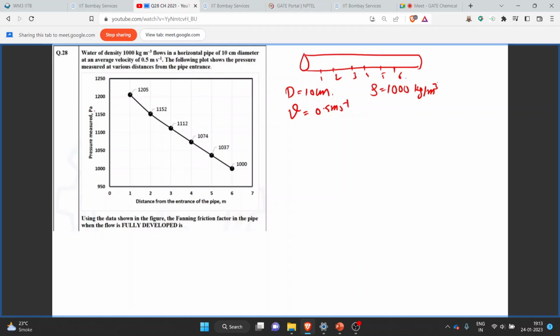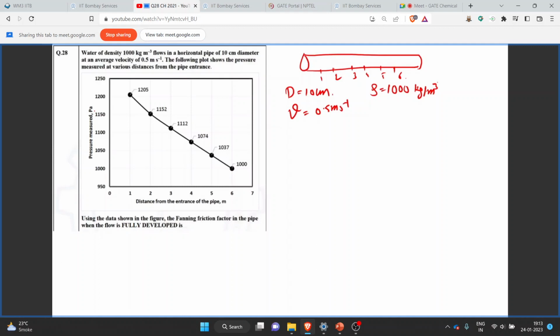And then we have been asked to find the fanning friction factor in the pipe when the flow is fully developed. So using the data that has been provided, that is pressure and distance, we will find out in which of these sections the flow is fully developed, and corresponding to that section we will find the friction factor, and that will be our final answer for the fanning friction factor.